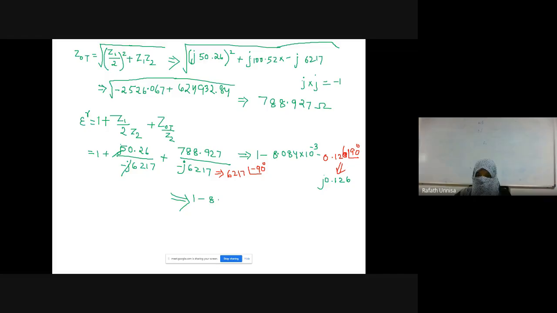1 minus 8.084 into 10 power of minus 3 minus j 0.126. Give me its polar form after simplification. So this is nothing but e power of gamma equals e power of alpha plus j beta. What is its polar form?